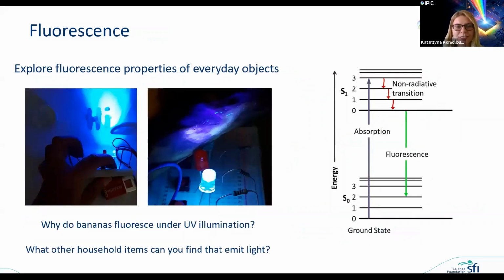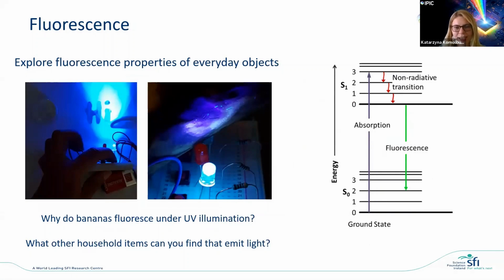So the next phenomenon that you will explore is fluorescence. On the right-hand side of the slide, you can see the Jablonski diagram, which shows how the fluorescence process works. We have an absorption of high-energy photons, and then part of that energy will be re-emitted in the form of fluorescence by a lower-energy photon. So what we will try to explore here is using the LEDs that we provided to you with the board, and see what kind of everyday objects you can find emitting light.